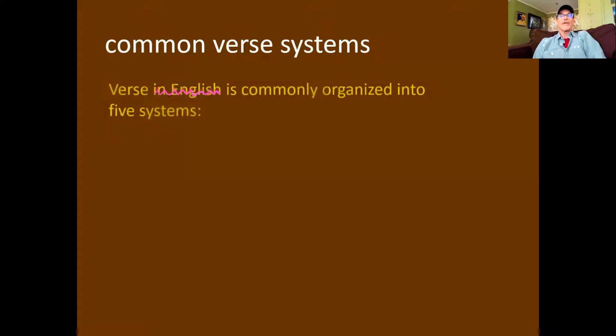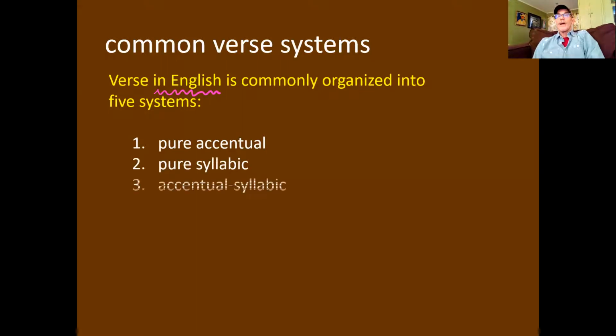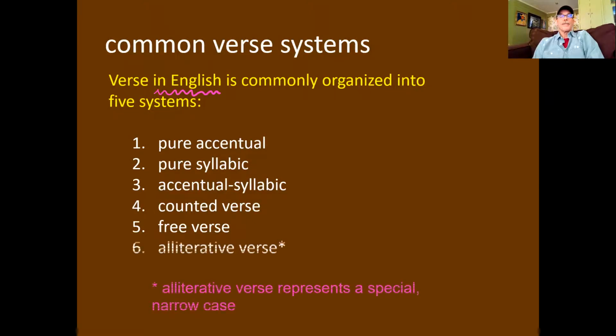So here are your common verse systems, and these again are verse systems in English. The first system is pure accentual. The second is pure syllabic. The third is accentual-syllabic. Fourth is counted verse, which has to do with the number of words in a line. And then the fifth is free verse. This is also known as open form, and we'll talk about that in a subsequent presentation. Our sixth is alliterative verse, and you generally aren't going to run into this outside of the sort of Old English poetry that you'd see in Beowulf.